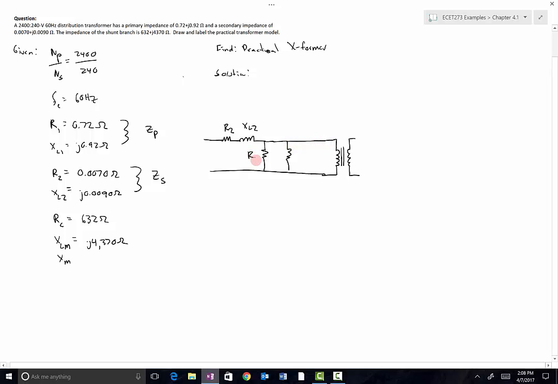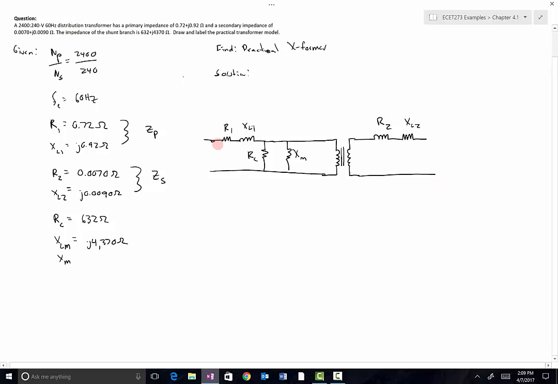So that's RC and that's XM. On the secondary, we just have the secondary resistance and the secondary leakage reactance. Those are series elements, and so it looks like this. Oh, I labeled these incorrectly. That's R1 and XL1, sorry. This is R2 and XL2. 2 is associated with the secondary, 1 is associated with the primary. So that's most of the practical transformer model.